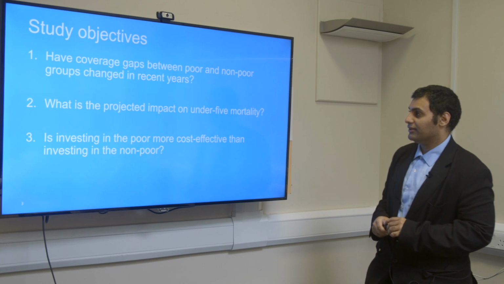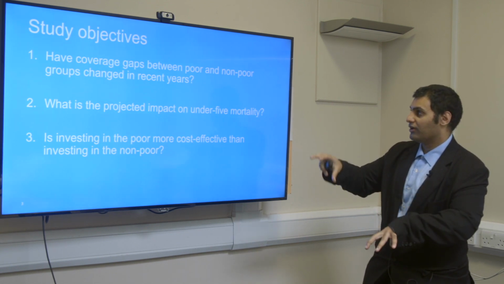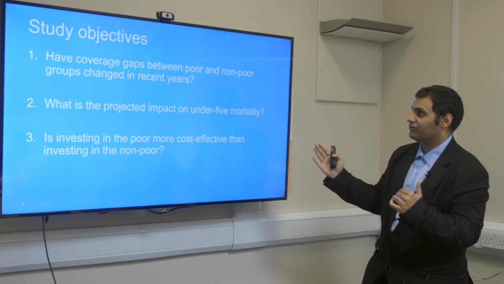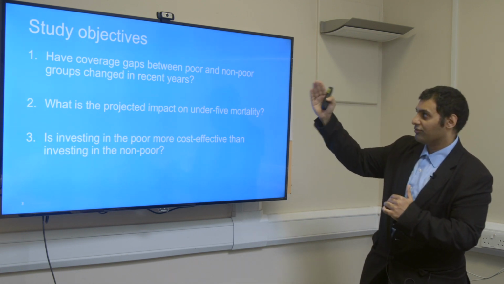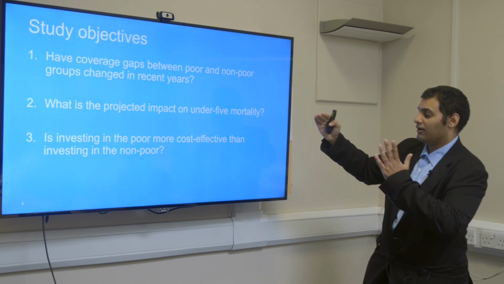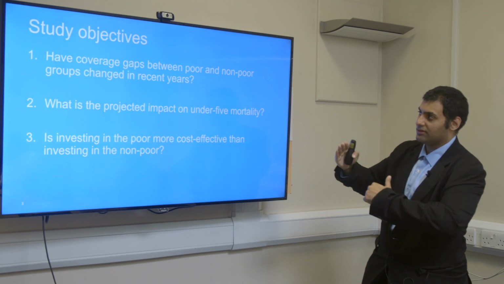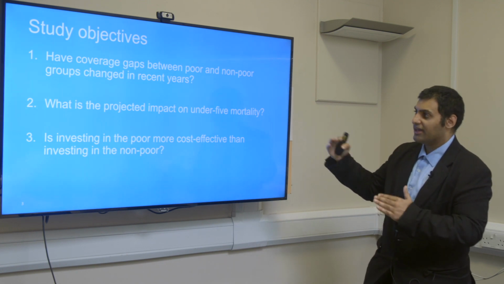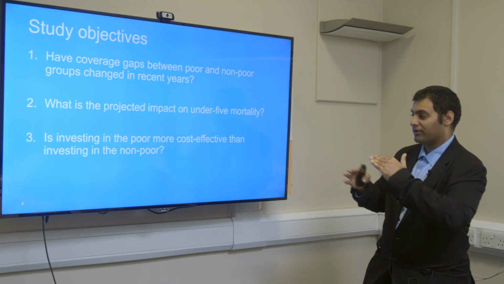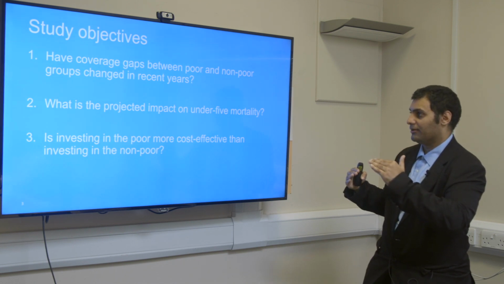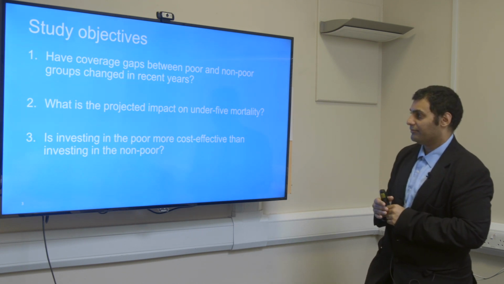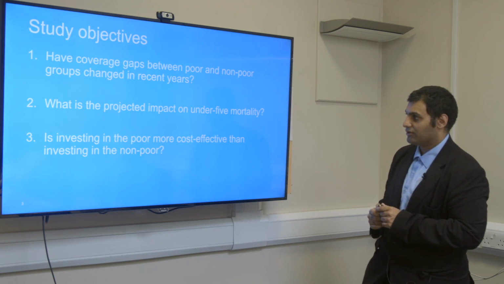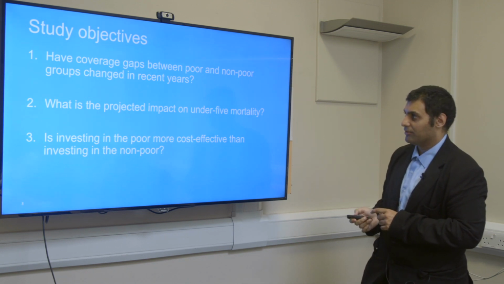So the study objectives completely focused on two groups, the poor and the non-poor, as they deemed them. It's looking at coverage gaps of interventions, and looking at whether the coverage gaps, usually higher among the non-poor than the poor populations, have narrowed in recent years or not, and why. And what is the projected impact on under 5 mortality? Again, we're looking at whether the gaps have narrowed throughout the years from the poor to what they call the non-poor, the wealthier populations. And the third question is, is investing in the poor more cost effective than investing in the non-poor? So they set out to try and answer these three objectives.